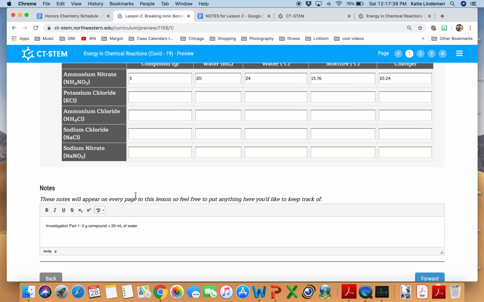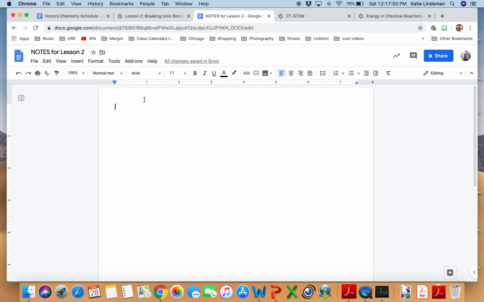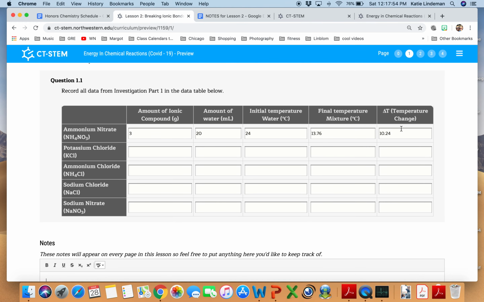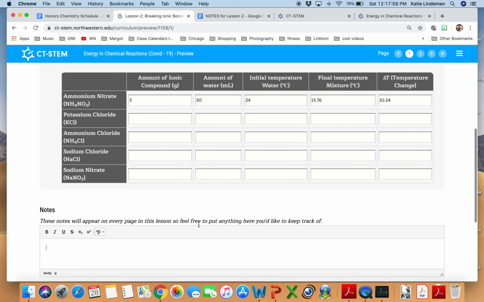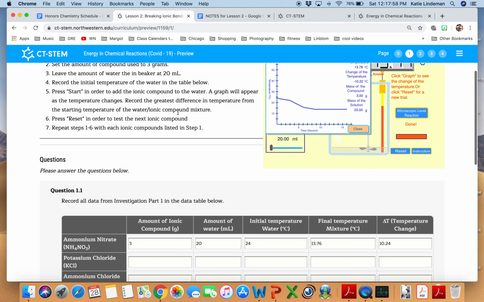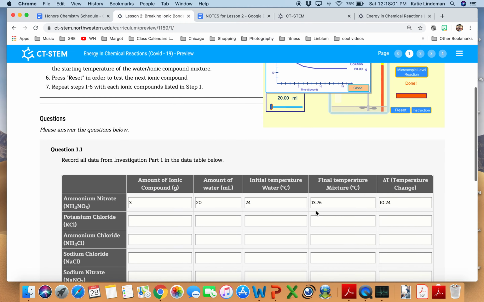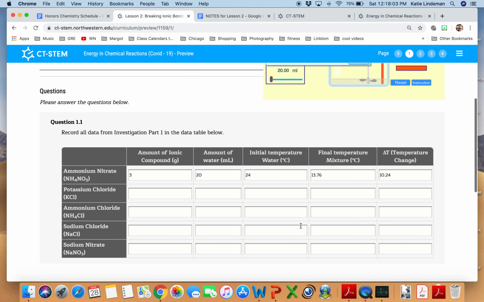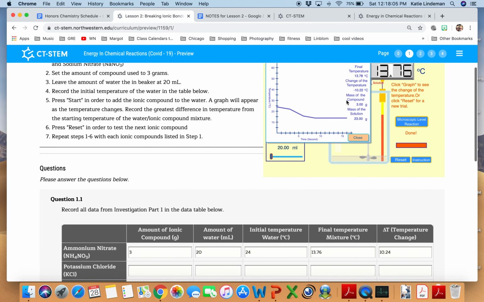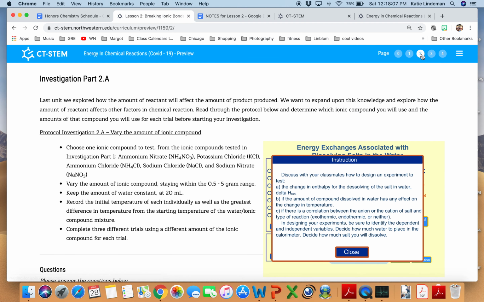Now, these notes will appear on every page of the lesson. Since I'm viewing this as view only, it doesn't do that, so I'm going to copy this and put it into this Google Doc. You should not have to do that, because for you, it's going to populate on each page. So that's what we did in investigation 1. You'll go through all of these different ionic compounds, and then we'll go to page 2.